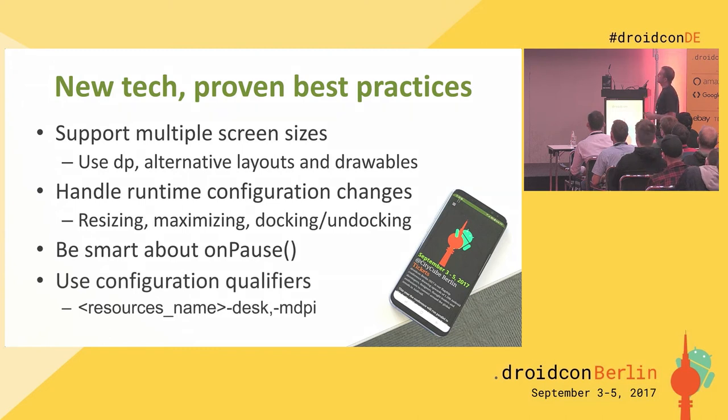And of course, configuration qualifiers. That's the standard practice. You get a new configuration qualifier, desk. So when your app switches to desk mode, that's where you put all those alternative layouts, alternative drawables, alternative strings, or whatever you want to make alternative. And currently, when you switch to desktop, you get MDPI screen density. So keep that in mind.